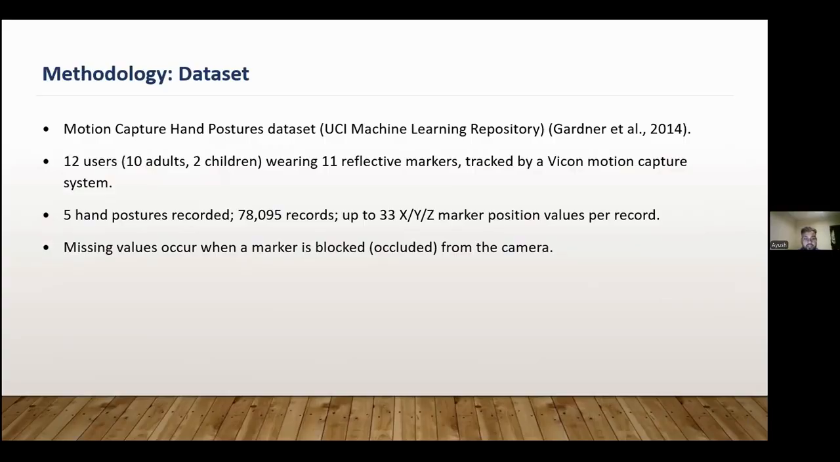Methodology, dataset. This data comes from a public dataset with 12 people wearing 11 markers on their hand. 5 hand postures were recorded, giving over 78,000 records. Some marker values are missing because the camera could not see them.